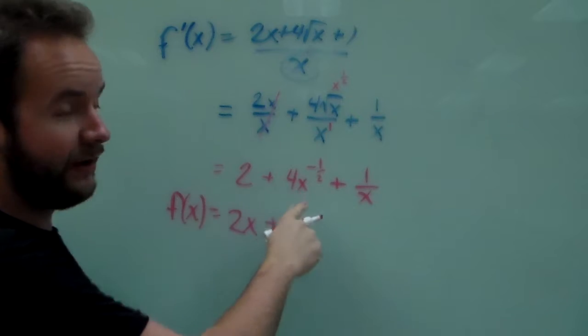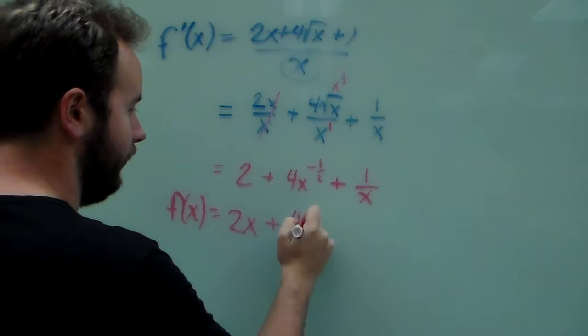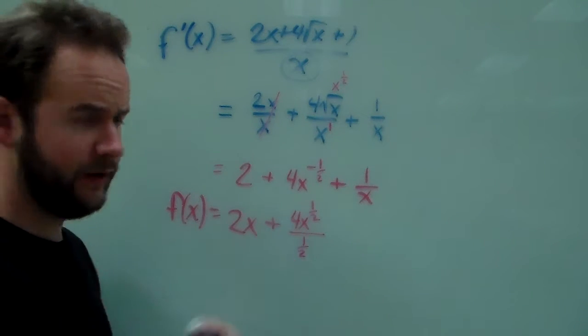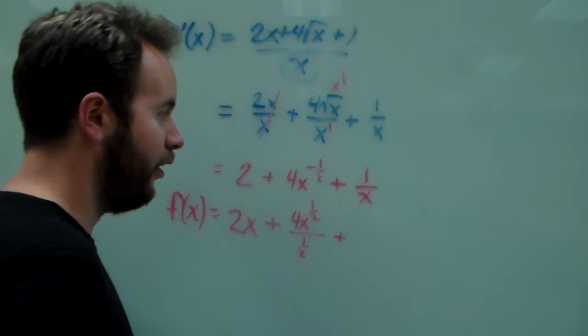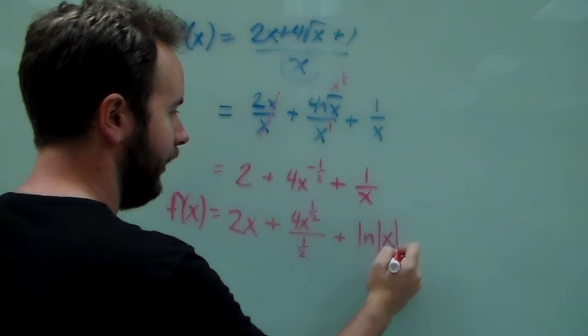The antiderivative of 4x to the negative 1/2, we're going to add 1 to the power and divide by the new power. So this is going to give me 4x to the 1/2 divided by 1/2. We'll clean that up in a second. Plus the antiderivative of 1 over x is natural log of x. This is the only one that doesn't abide by the reverse power rule.